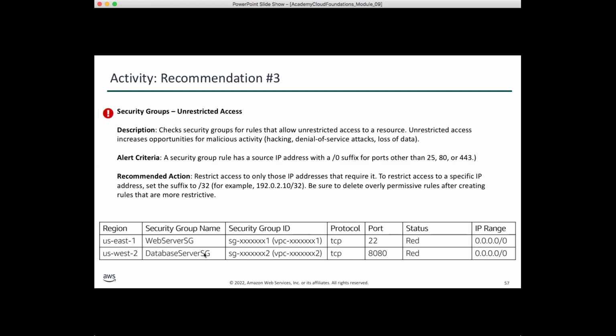Yeah. For your database server, 8080 is web, you are going to access, and they are giving you a sort of warning, right? So description: unrestricted security groups, unrestricted access. Description is there, alert criteria. You can see a security group has an IP address with suffix /0 for ports other than 25, 80, and 443. This is not good. Now, in your final exam, you may get this kind of scenario and some questions based on this, right? So we should take it seriously.